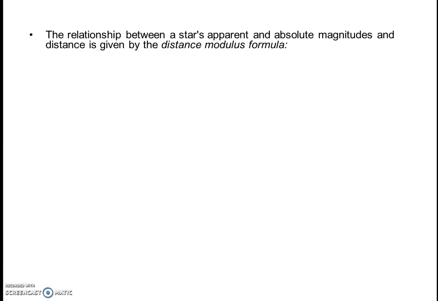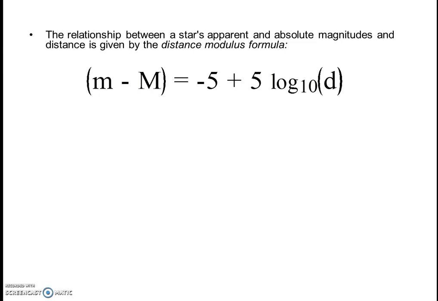So the relationship between the star's apparent and absolute magnitudes: apparent just means how bright it looks in the sky in terms of its magnitude. Absolute magnitude is how bright it would appear if it were at 10 parsecs. Those two quantities are related to each other by the distance modulus formula, which sounds extremely complicated and even has a logarithm in it, but it's really not that tough.